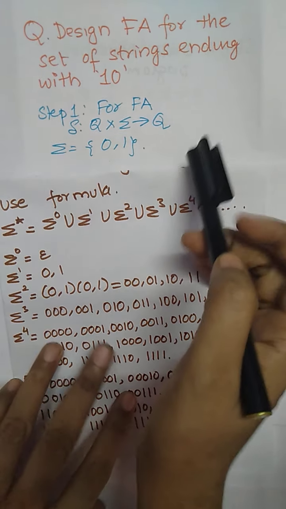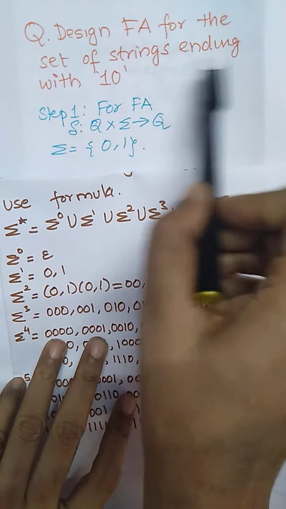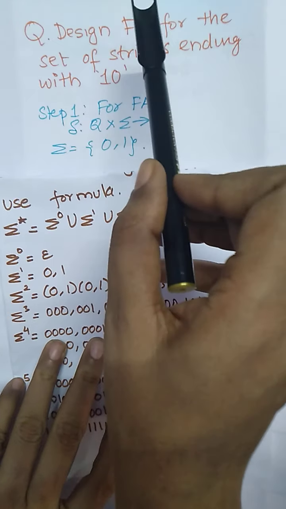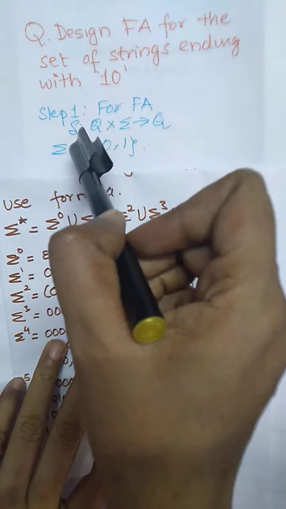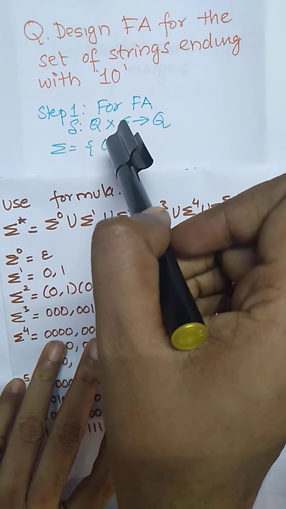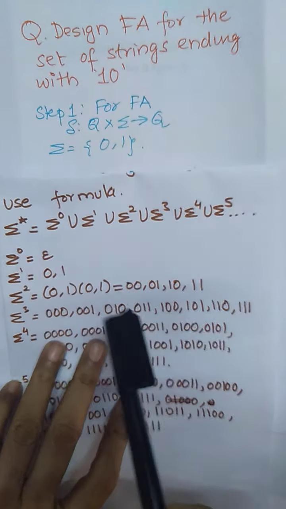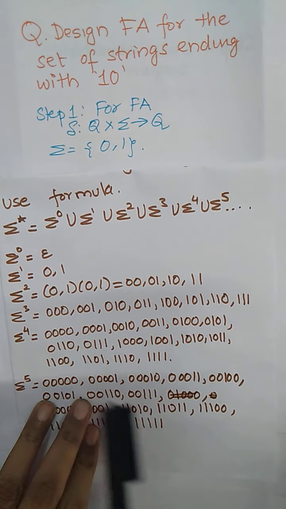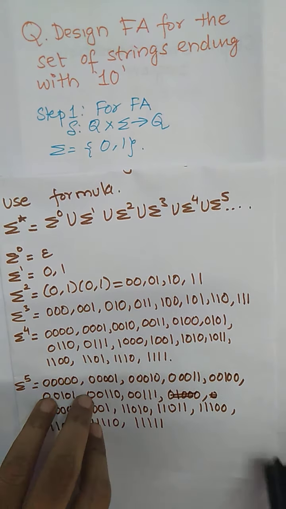So we are going to design finite automata for the set of strings ending with 10. The finite automata we should know is Q, sigma. So what is sigma? Sigma is given: the string ending with 10 means it is a binary number. So for the binary number we have to find the sigma closure. After finding the sigma closure, what are we going to do? We are going to combine all the strings together.